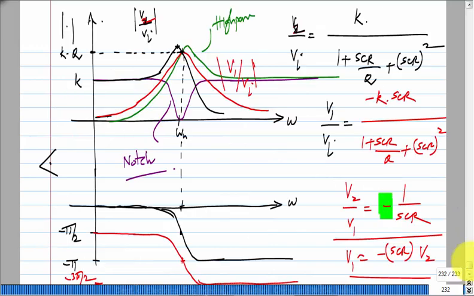Any questions on this 3 op amp filter structure that we have discussed?